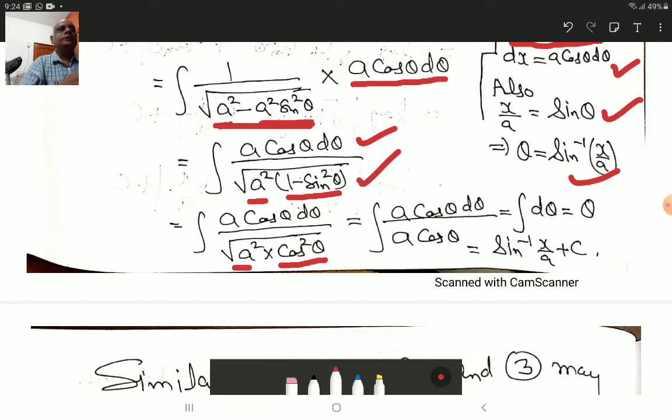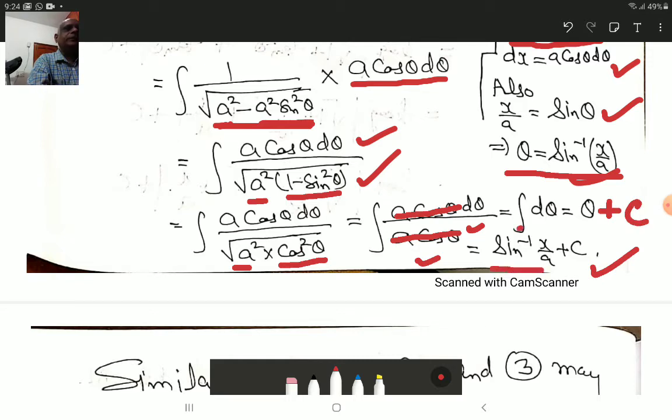So now it becomes a cos theta d theta upon a cos theta. A cos theta is cancelled, so we are left with integration of d theta. And quite obvious, integration of d theta is theta, and value of theta is sine inverse x by a plus c. So in this way, formula number 1 is proved. Similarly, we can prove other formulae also.